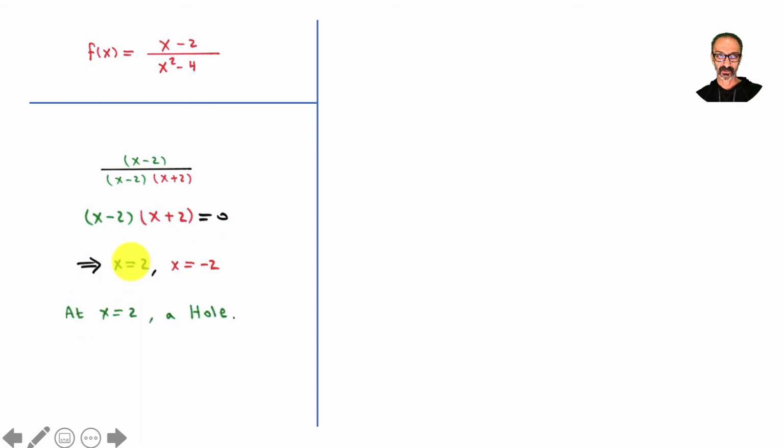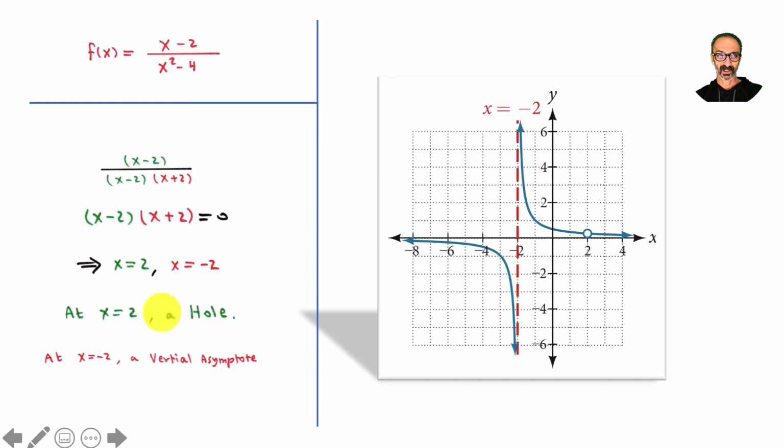At x equals 2, I'm looking at the green. It's a hole in the graph. At x equals -2, it's a vertical asymptote. And here's the graph to support. At 2, it's a hole in the graph. At -2, it's a vertical asymptote.